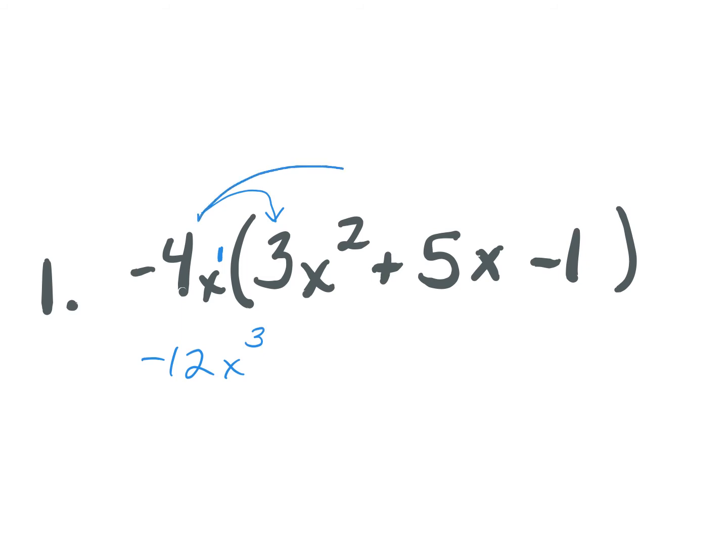I have a negative 4x times 5x. So what's negative 4 times 5? Perfect. Negative 20. And I have an x on the outside and x on the inside gives me? Perfect. X squared. Then I have negative 4 times negative 1. Positive 4. And then I have my x.